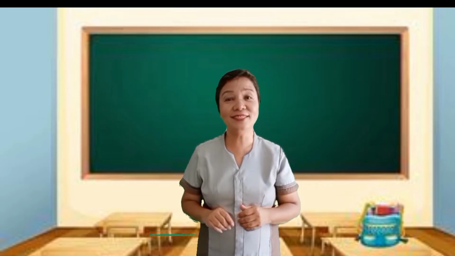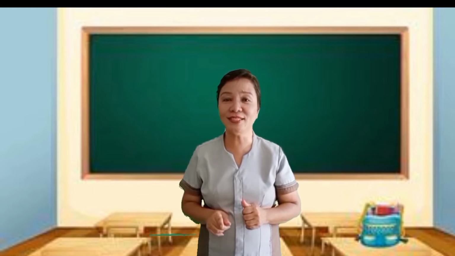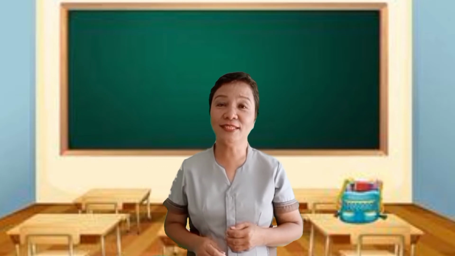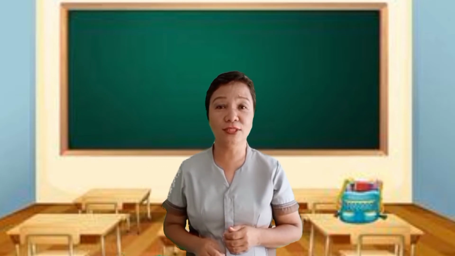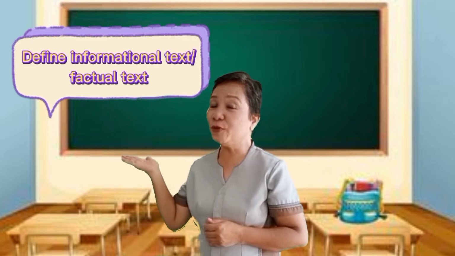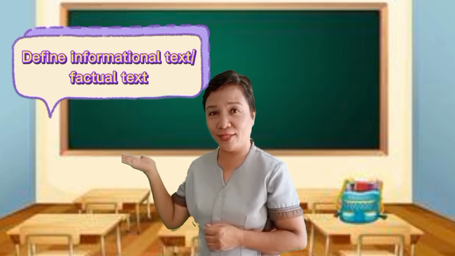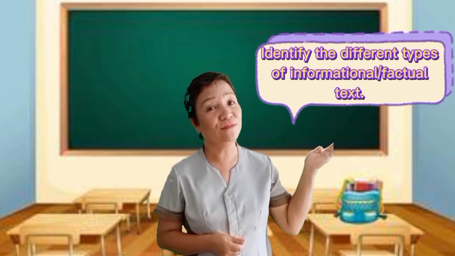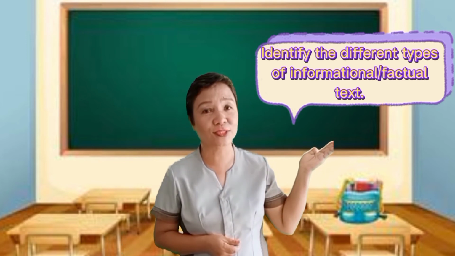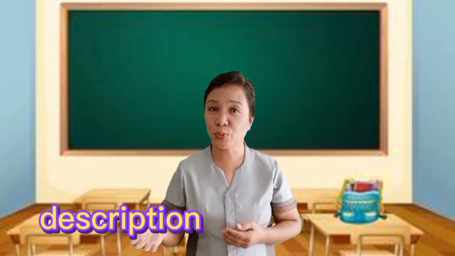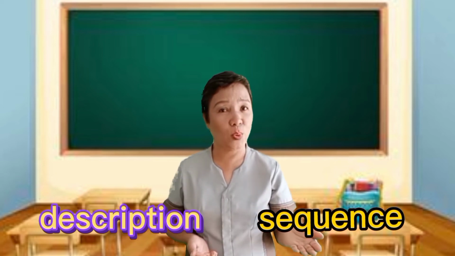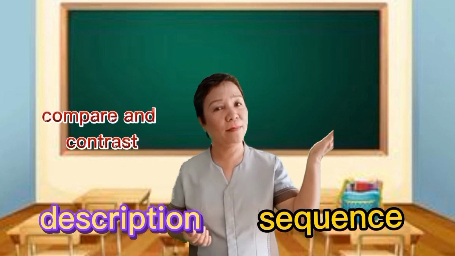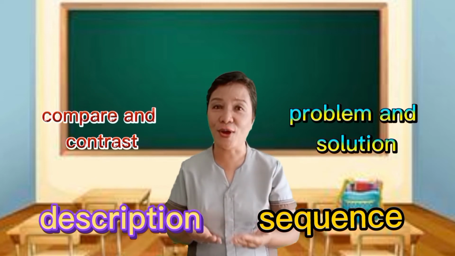Today, we are going to tackle English 5 Week 2 for the second quarter. At the end of the session, you will be able to define informational text or factual text, identify different types of informational text or factual text: description, sequence, compare and contrast, problem and solution, cause and effect.